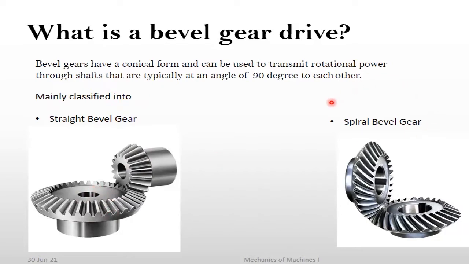Another type of bevel gear is the spiral bevel gear. The spiral bevel gear means the teeth are cut at an angle. Have you seen? The teeth are cut at an angle. So that type of bevel gear we normally call a spiral bevel gear, and this one is a straight bevel gear.